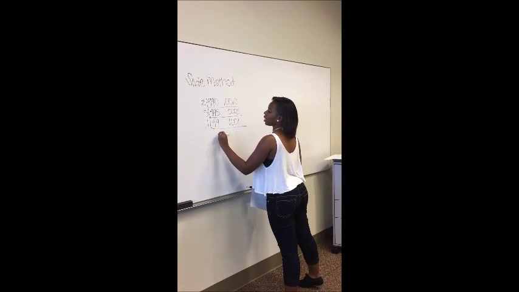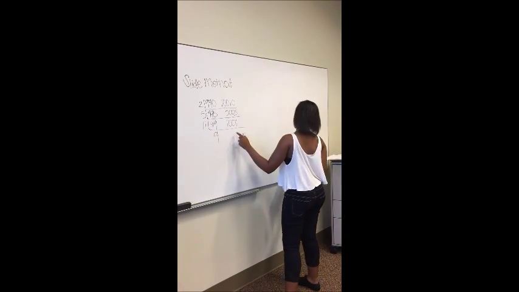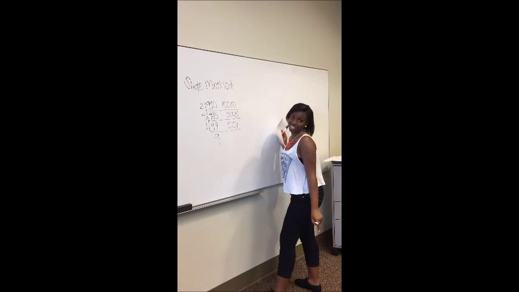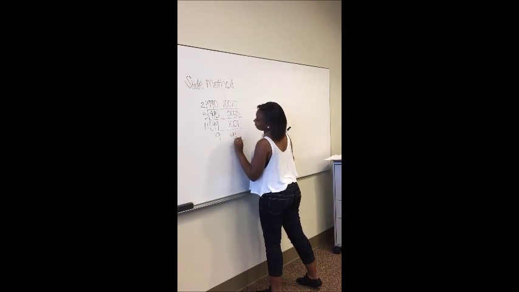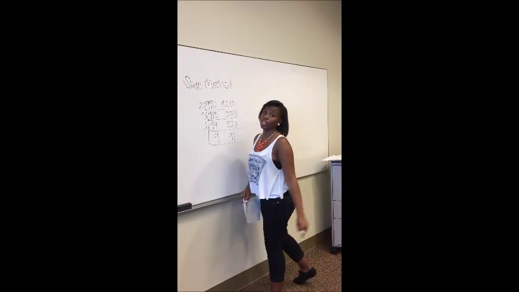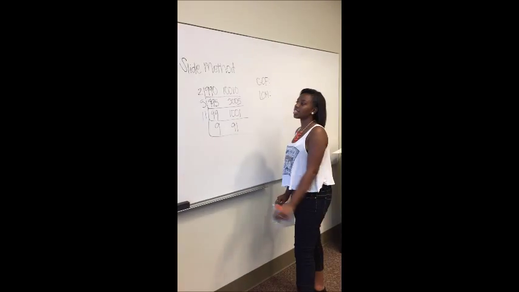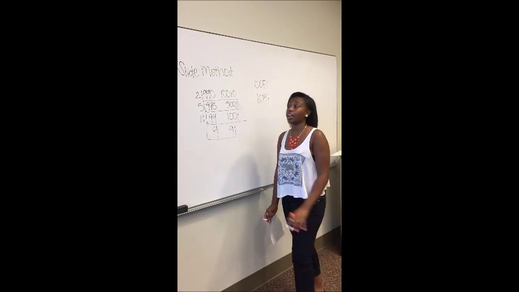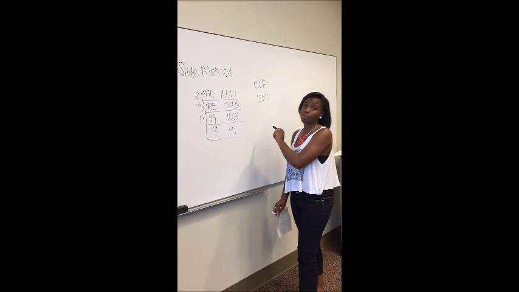11 goes into 99 9 times. 11 goes into 1,001 91 times. And since nothing goes into 91 and 9, we are done. The slide method can be used to find our greatest common factor and least common multiple.